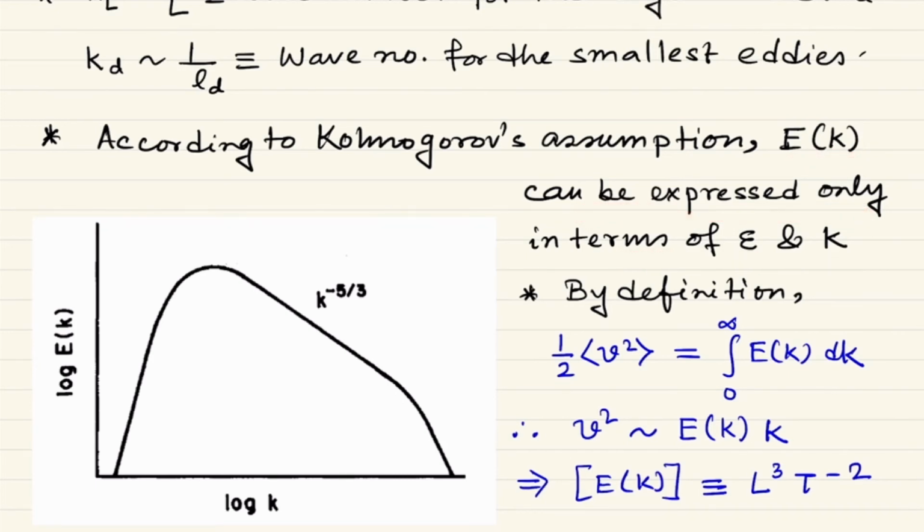That actually comes from his universality hypothesis. But here you just learn this as information. I have written the definition in any case. The definition is simply that half of average v square is equal to the integral of Ek dk, and this v square will then be dimensionally equivalent to Ek times k. So Ek should have a dimension L cubed t to the power minus 2.